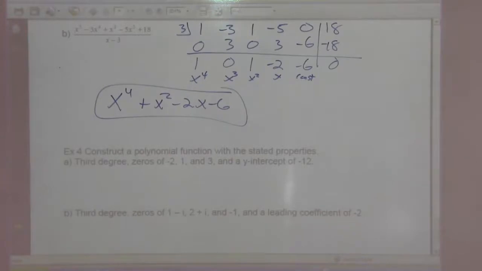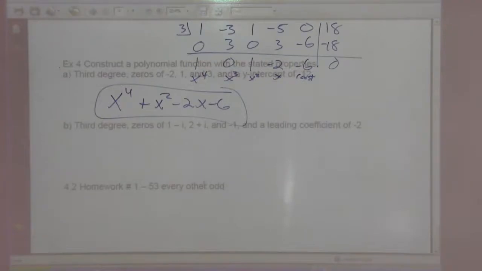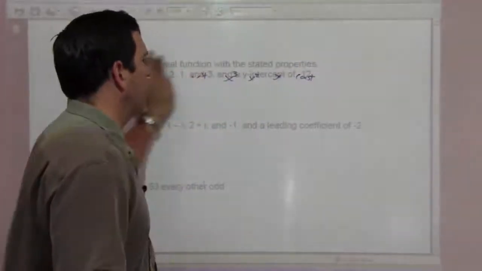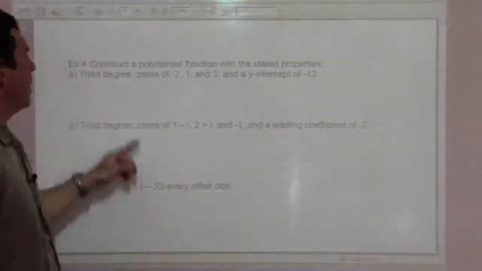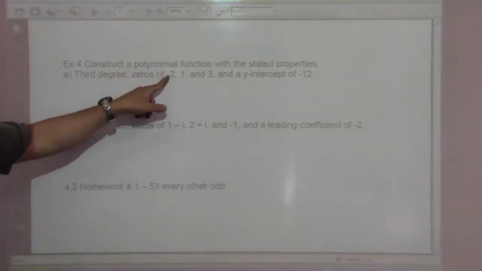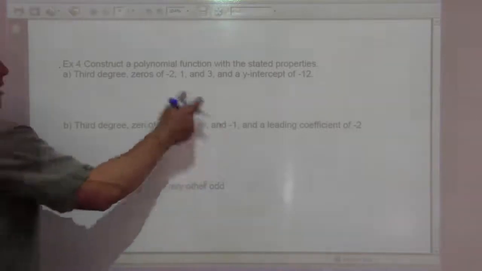Okay, I'm going to go on to the last example here where we're going to construct some polynomials. We're going to construct a polynomial function with the stated properties. So I'm going to scroll this up, give me a little more space to work. Construct a polynomial function with the stated properties: third degree, zeros of negative 2, 1, and 3, and a y-intercept of negative 12. This is how you do it.